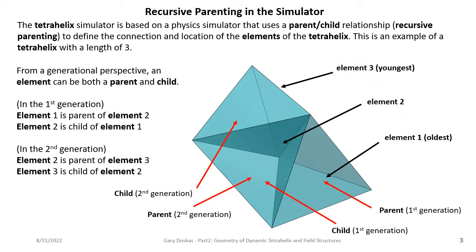From a generational perspective, an element can be both a parent and child. In the first generation, element 1 is the parent of element 2, which also makes element 2 the child of element 1. In the second generation, element 2 is the parent of element 3, which also makes element 3 the child of element 2.